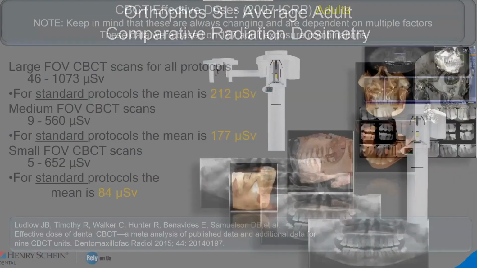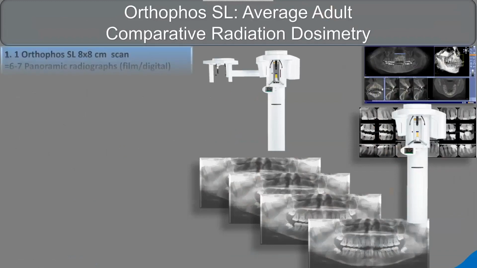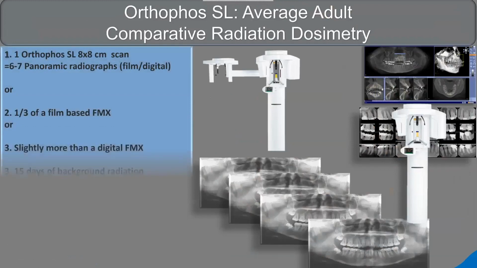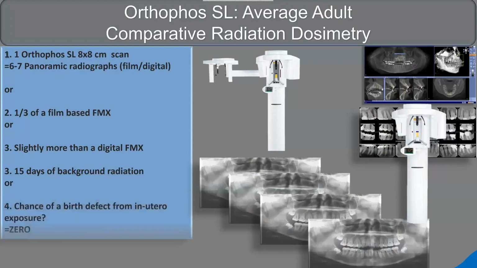All right, so how does this compare with other things that we might do in dentistry? Well, this is looking at an example with an 8 by 8 field of view. This is the Orthophos SL, and it is approximately equal to 6 to 7 panoramic radiographs, or about a third of a film-based full mouth series. So those old film-based full mouth series were quite a lot of dose. You could take 3 scans for the amount of dose that those old film-based series were.